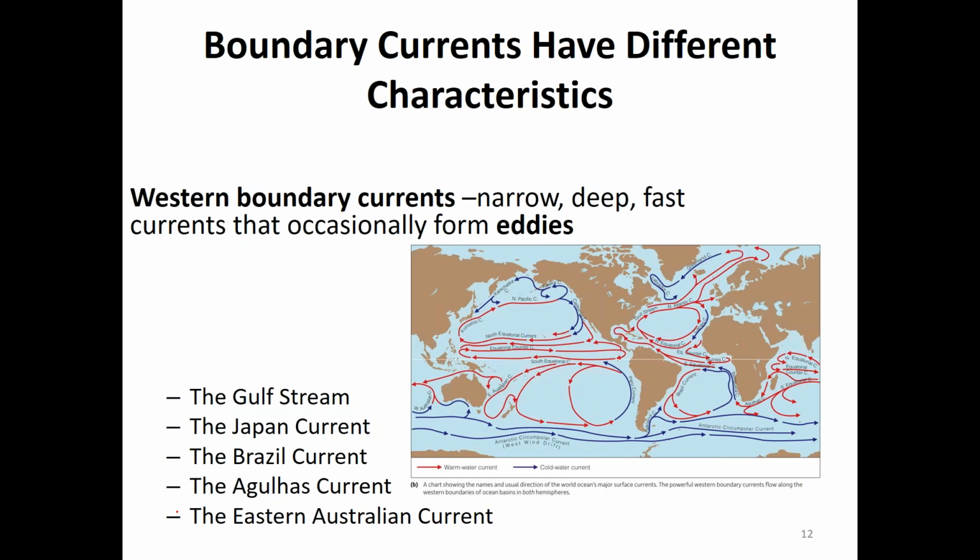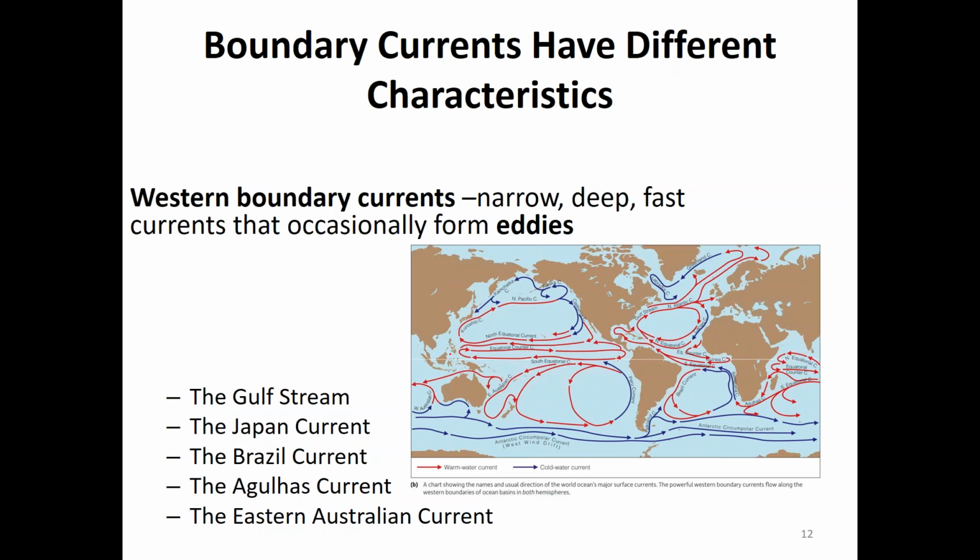So these gyres have characteristic currents in different parts of them. The first one I'm going to talk about are western boundary currents. Western boundary currents are very narrow, they're not very wide. They're deep, so the depth to which water is flowing in them is substantial. The water is moving very quickly, very fast, and the water is also warm. So that's what a western boundary current is.